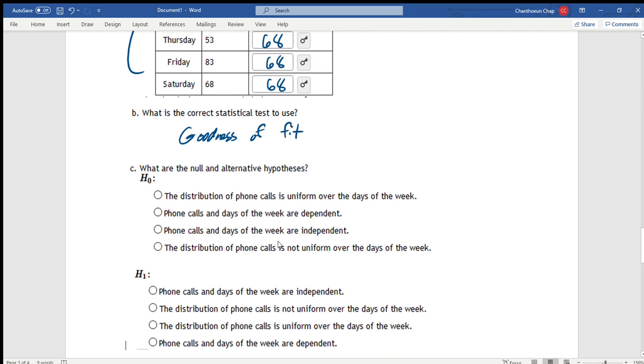In part C, what is the null and alternative hypothesis? The null hypothesis is the statement of no difference. So let's look at these options and figure out what is the statement of no difference. And that would be the first option. The distribution of phone calls is uniform over the days of the week, so there is no preference. The distribution would be uniform because there is no preference, and that's our null hypothesis.